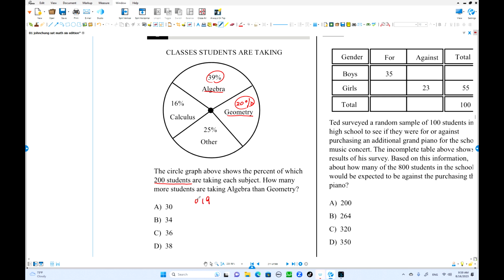So 19% is 0.19 times 200. That is the number of students. Okay, 38 students. That's the answer. Choice D.